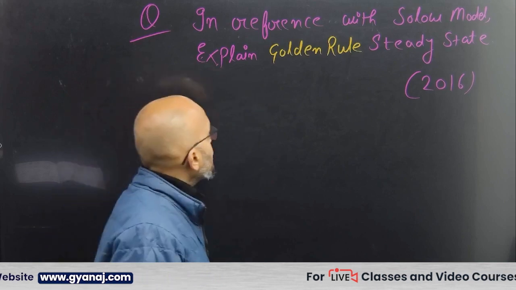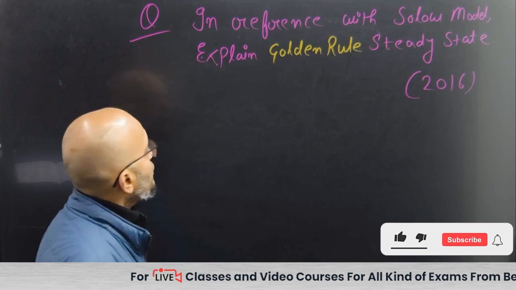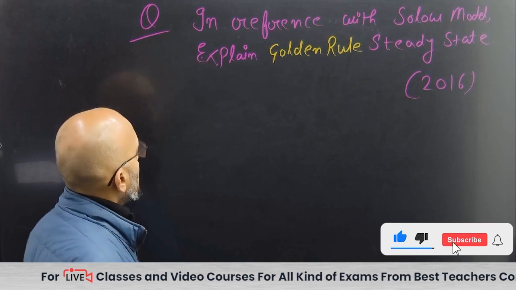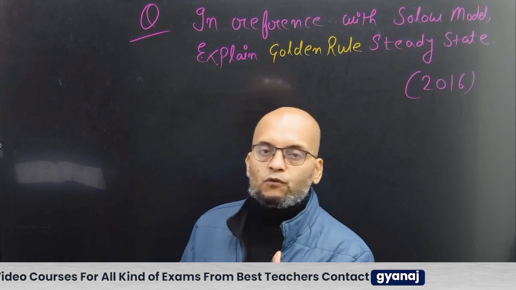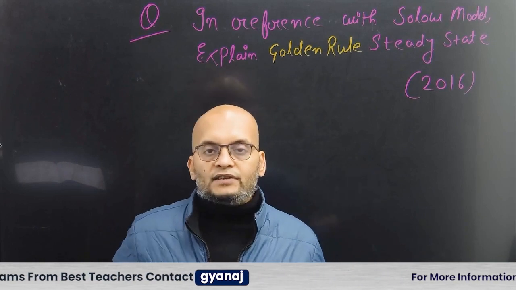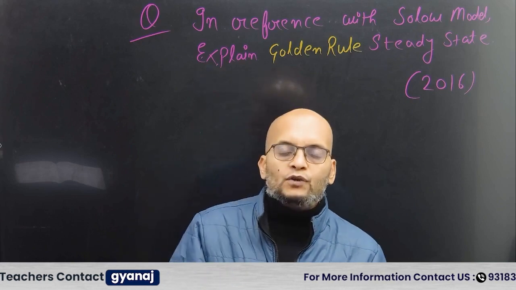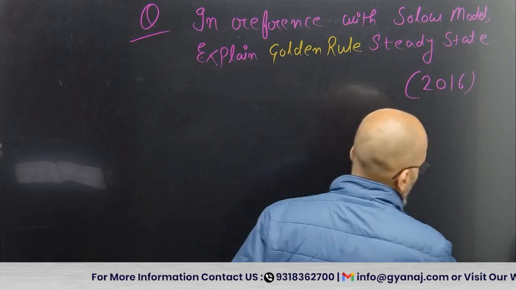So today's question is from 2016 and it is saying, in reference with Solow model, explain golden rule steady state. So we have to explain what is actually golden rule steady state, and obviously with reference to Solow model, because golden rule steady state is obtained in Solow model. Okay, so let us see.